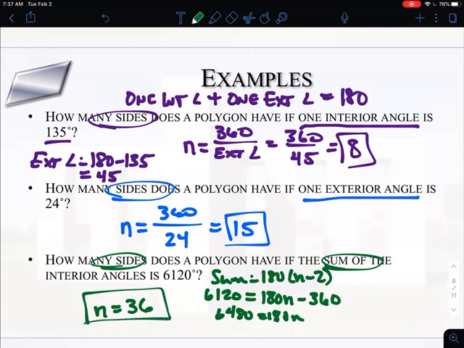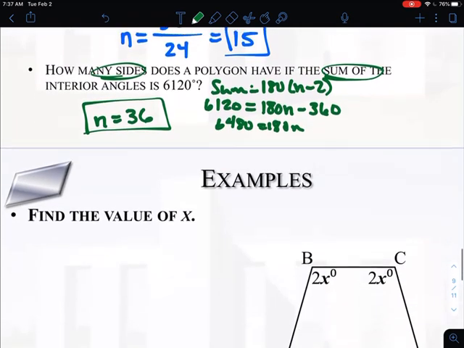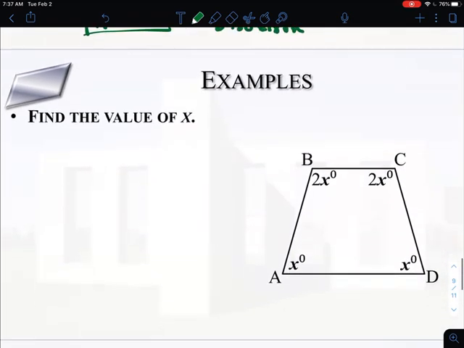So when you get the sum of the interior angle problem, we write out the equation, plug in the sum, and then distribute the 180 and then solve for n. It's just a matter of algebra there. So that's another one you want to make sure you understand.